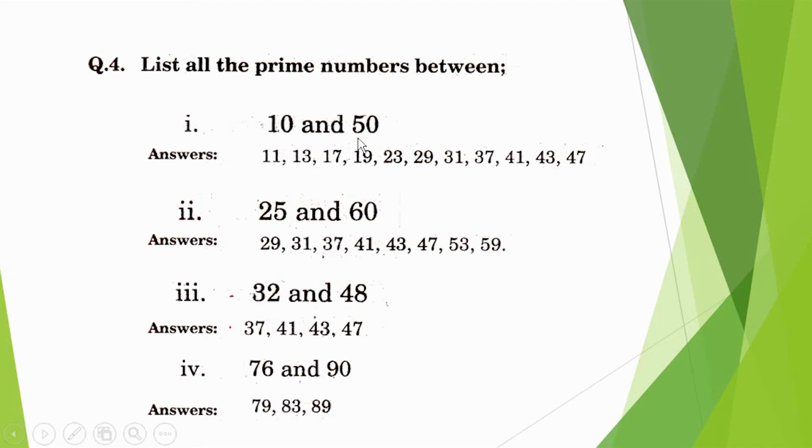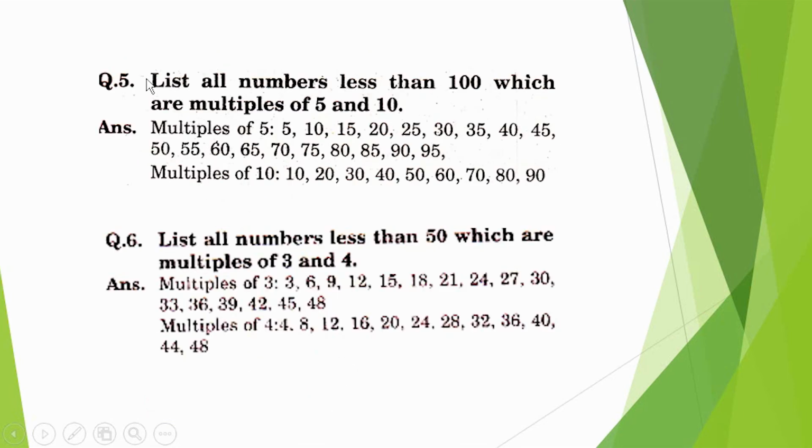Question number 4. List all the prime numbers between 10 and 15. Students, prime numbers are the numbers which have only two factors, 1 and itself. Here is 11. 11 has two factors, 1 and 11. Then 13, 17, 19, 23, 29, 31, 37, 41, 43 and 47. Numbers between 25 and 60: 29, 31, 37, 41, 43, 47, 53, 59. Numbers between 32 and 48: 37, 41, 43, 47. Numbers between 76 and 90: 79, 83, and 89.